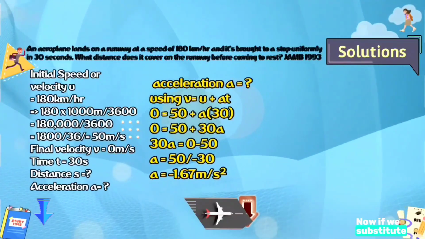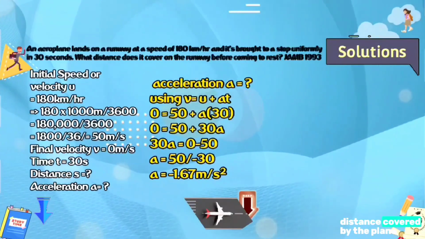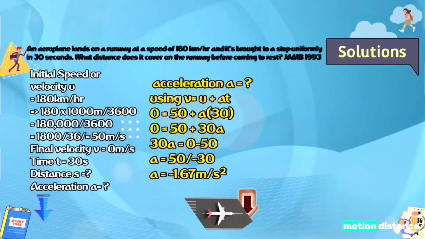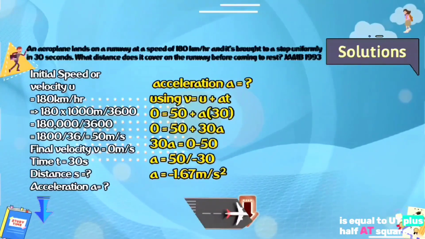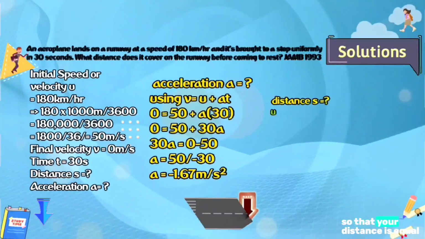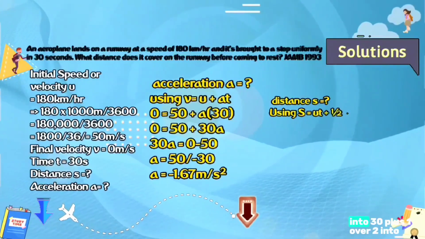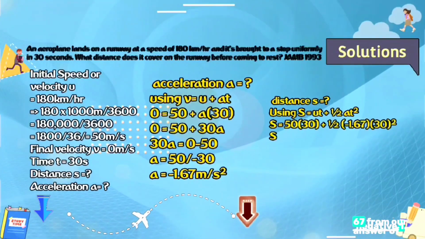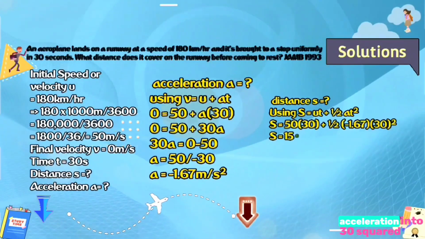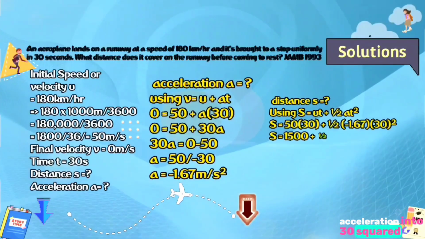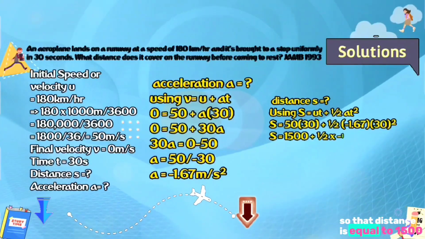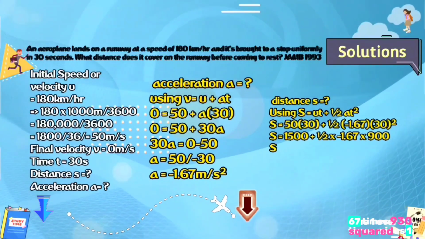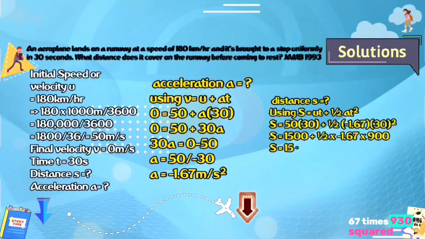Now, since we are looking for the distance covered by the plane before coming to rest, we substitute into the second equation of motion: distance is equal to UT plus half AT squared. So that your distance is equal to 50 into 30 plus 1 over 2 into negative 1.67, from our answer of acceleration, into 30 squared. So that distance is equal to 1500 plus 1 over 2 times minus 1.67 times 900, 30 squared.